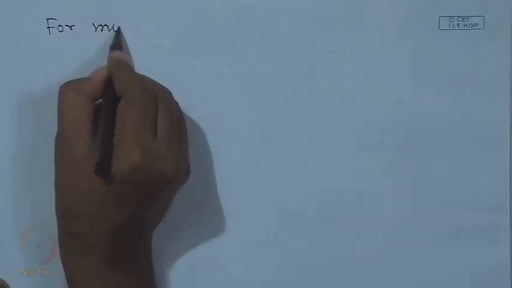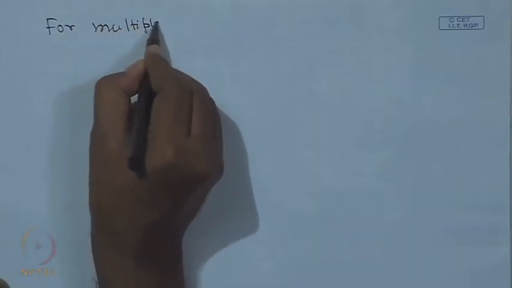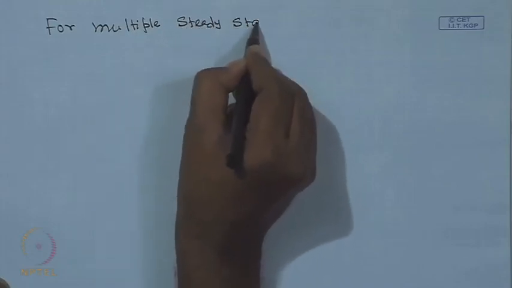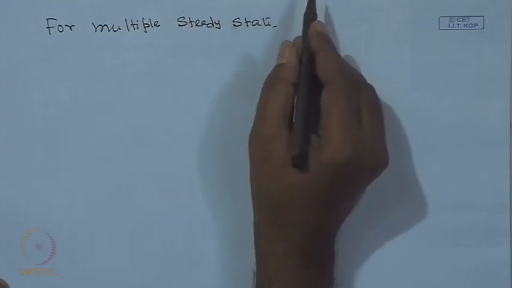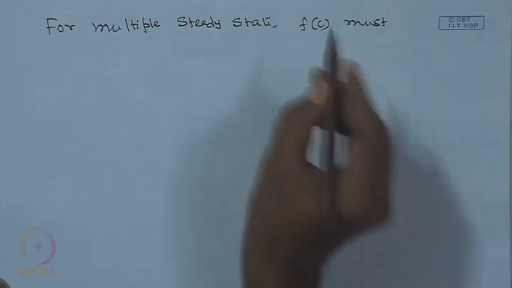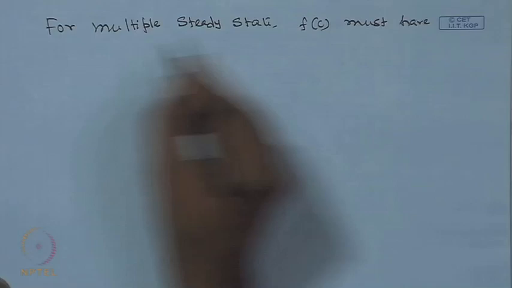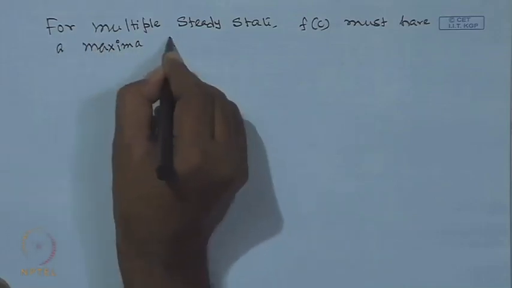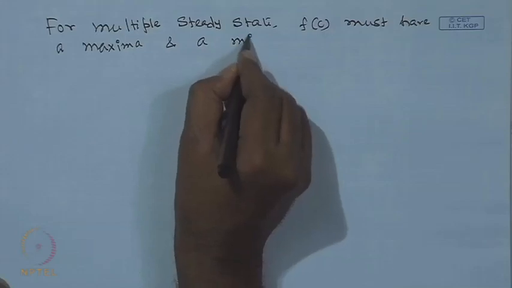Now, let us put this condition in this particular case. So, for multiple steady states, f of C must have a maxima and a minima.